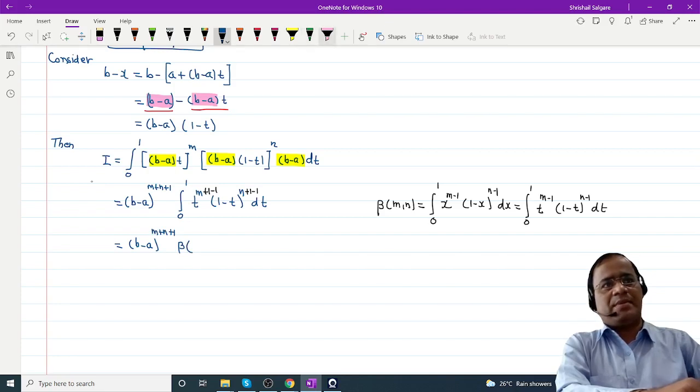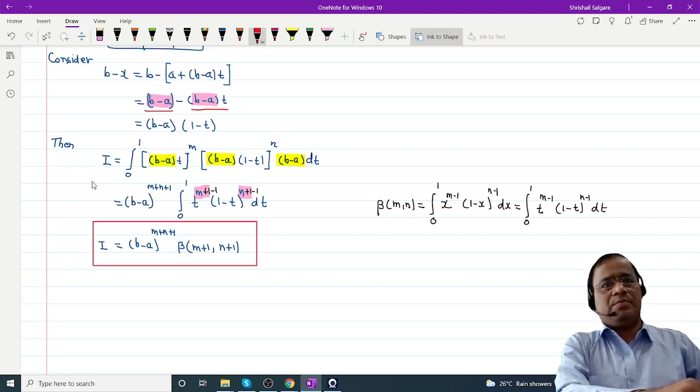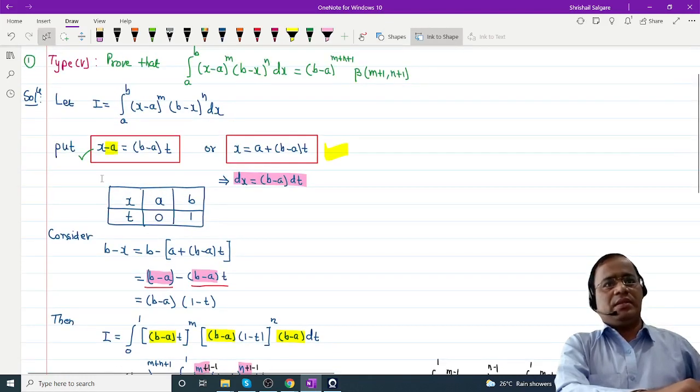What are the parameters? I am highlighting that. They are m plus 1 and n plus 1, and I think that is the required answer. If required, I will scroll a little bit up. Now you can see that is the required answer.